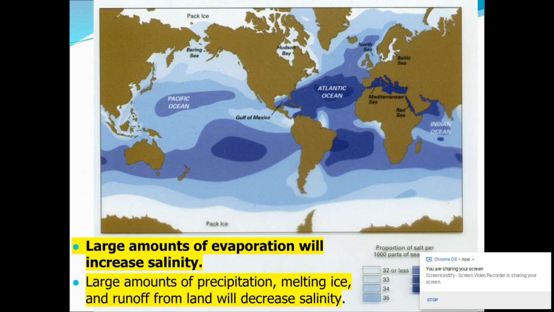All right. So what can decrease our salinity? Decrease how salty our water is. Precipitation, the melting ice, any runoff from the land, any addition of water will decrease our salinity. Any removal of water through evaporation will increase our salinity.